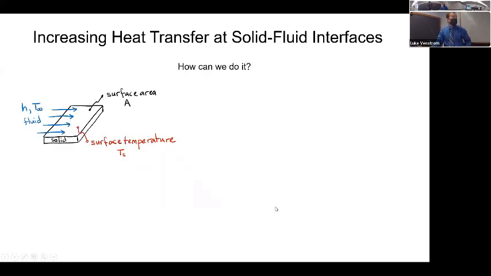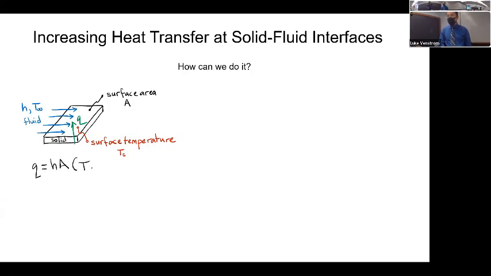So now the question is how? How can we do it? So if you think about a fluid-solid interface, and I've just drawn one here, and you don't have to copy it down if you don't want to, but just think about what it is that we're dealing with at this interface, right? We're trying to enhance Q, right? We want Q to be out, and we know that the rate at which that happens is given by Newton's law of cooling.